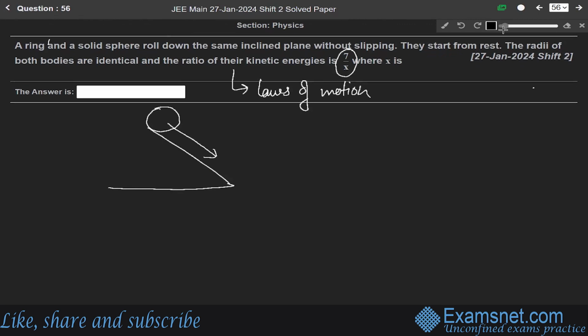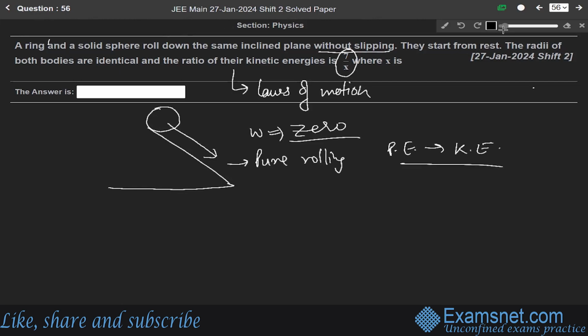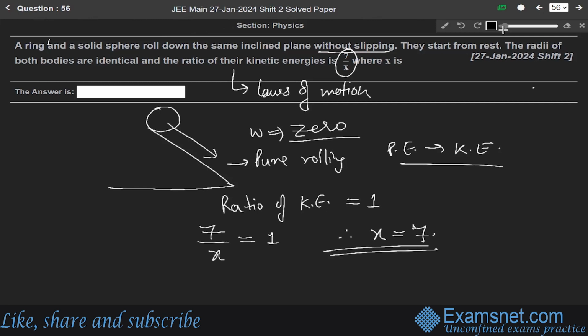So in the pure rolling case, without slipping, the work done by the friction is always zero. We have to understand that in pure rolling, the work done by the friction is always zero. So hence the potential energy is converted into kinetic energy. Since initially the ring and the sphere have the same potential energy, their final kinetic energy will be the same too. So the ratio of kinetic energies will be equal to 1. It means 7 by x equals 1. This means that x is equal to 7. So the correct answer is x equals 7 since their ratio is 1.